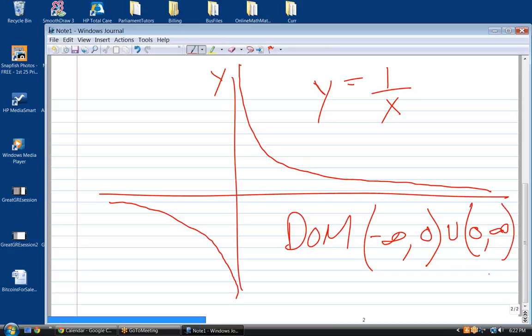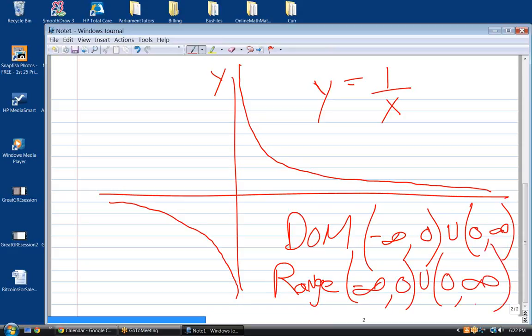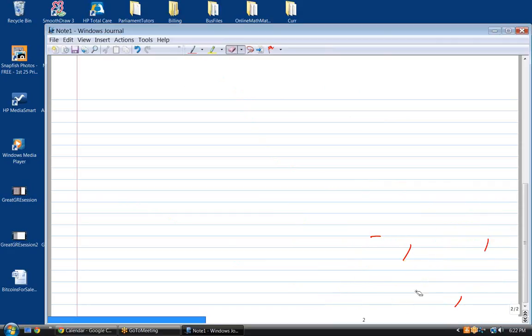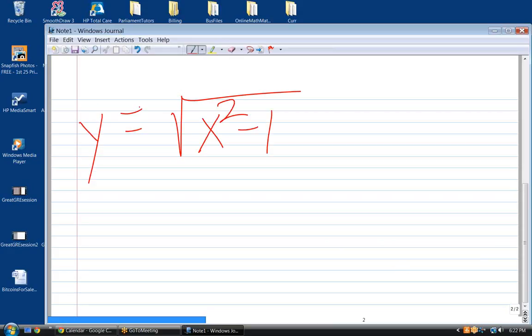+infinity. What's the range? Read from the graph. It'd be -infinity to 0, union with 0 to +infinity. There you go. That's what domain and range means. One last test. The domain on that.